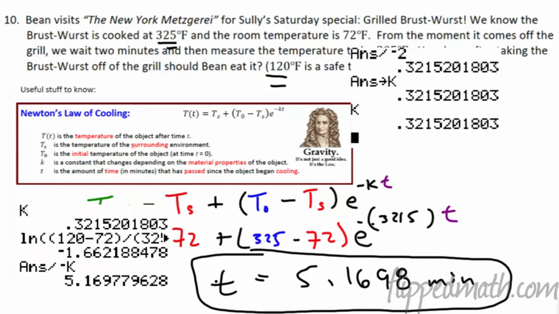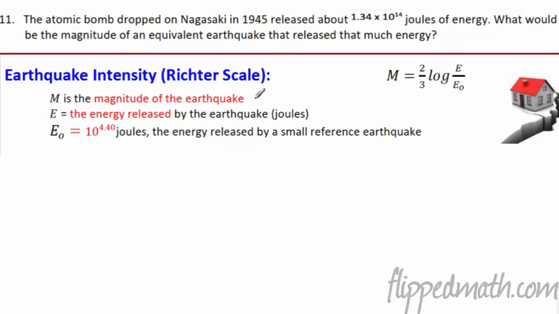Let's go on to number 11. We're talking about the atomic bomb at Nagasaki. This ended World War II. It was the first nuclear bomb that was used in the history of mankind. This is how many joules of energy were used. What would be the magnitude of an equivalent earthquake that released that much energy?